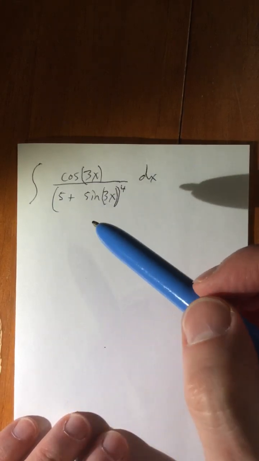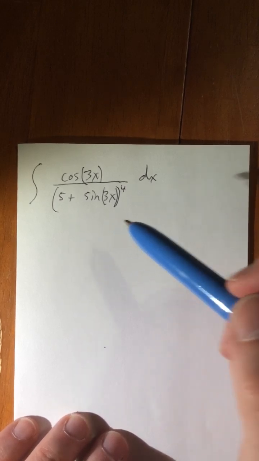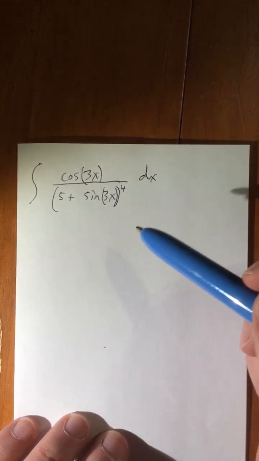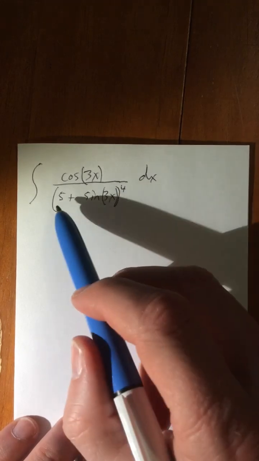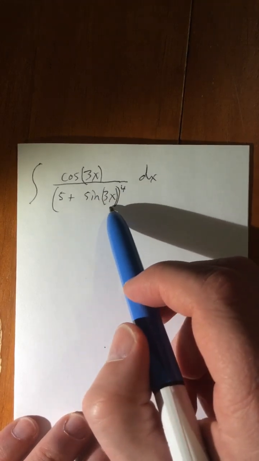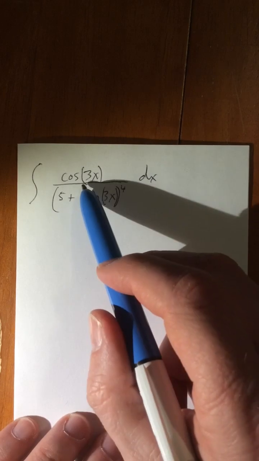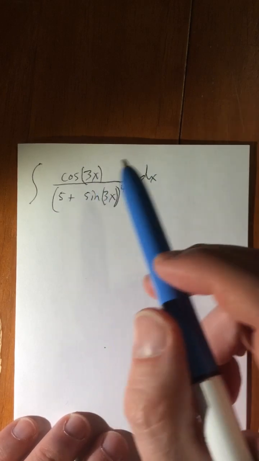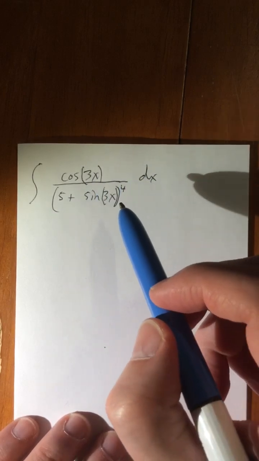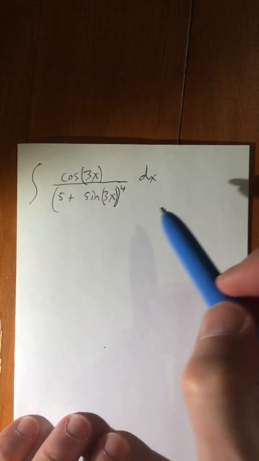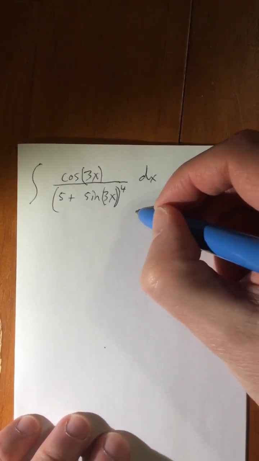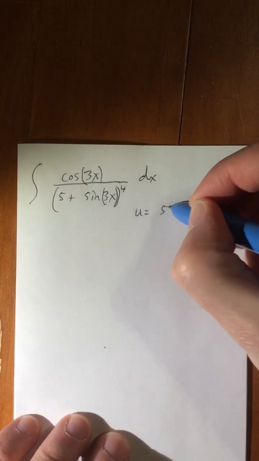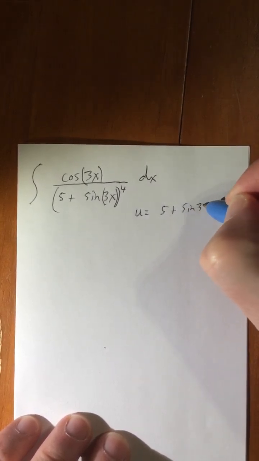So again, always thinking about, well, if we choose u to be whatever it is we're choosing it to be, is the derivative of u somewhere in the problem? Well, the derivative of 5 plus sine of 3x is cosine of 3x times 3, but again, we know how to sort out the times when there's a missing constant. So let's do that. So let's say that u is equal to 5 plus sine of 3x.